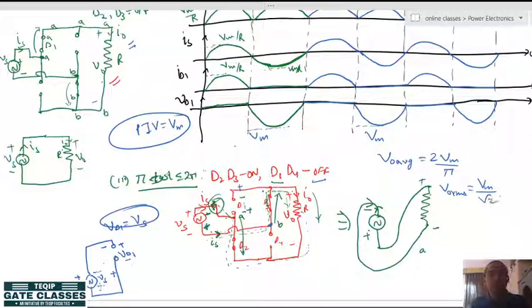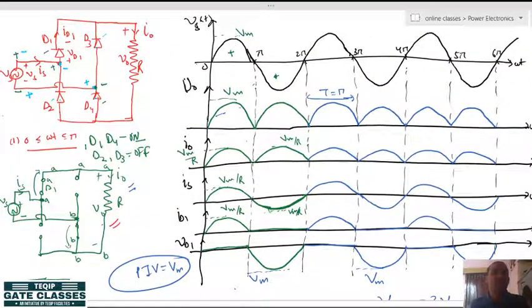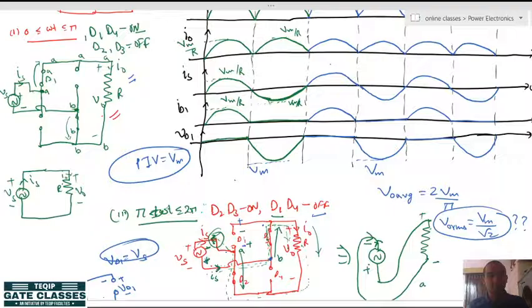You have to answer this question in the comment section, why it is Vm by root 2. Means for a full wave rectifier, why we are getting RMS value of output voltage as Vm by root 2, which is also the RMS value of a sine wave. You have to answer this in the comment section. It is very basic, you have already studied it in the basic electrical engineering. If you know the definition of RMS, root mean square, then you can easily answer that, alright.